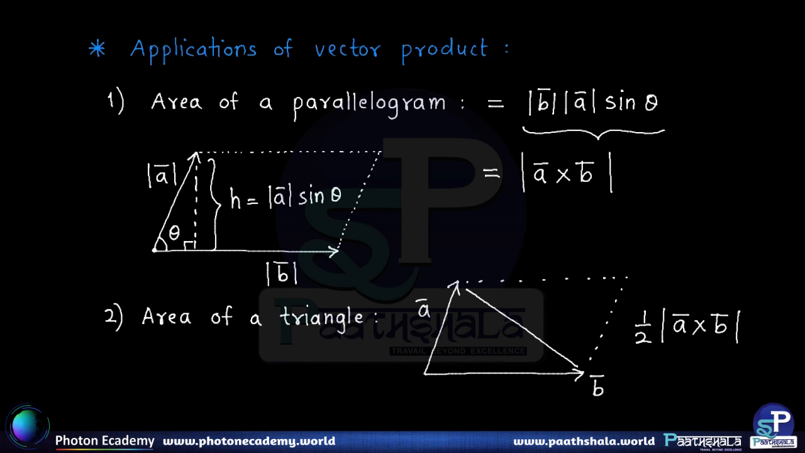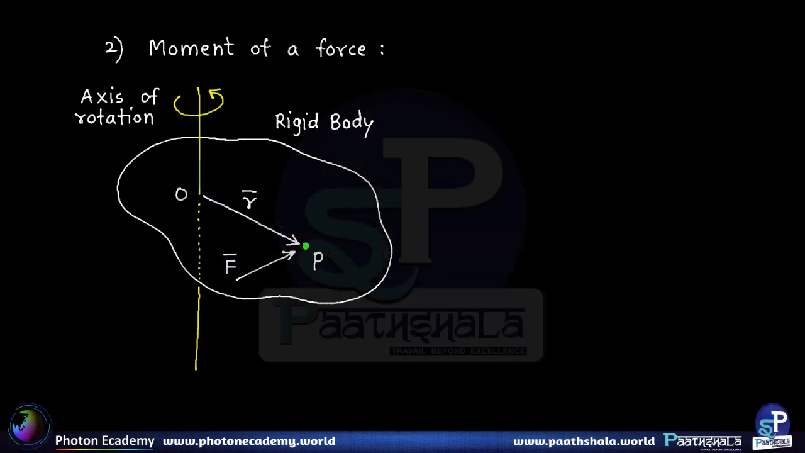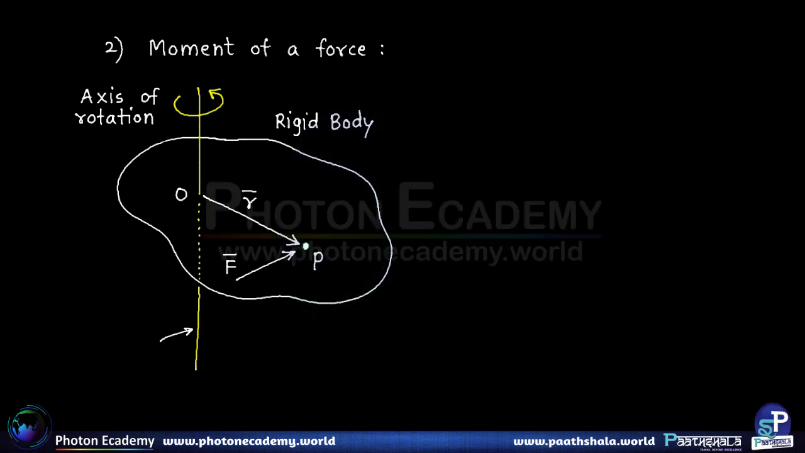Now moving on, we have the next application of the cross product, that is in calculating the moment of a force. By moment of a force we mean it's the turning capability of a force. That is, if we consider a rigid body as shown here and it has some axis of rotation shown in yellow colored line, so that the body can rotate around that particular axis. Now let us consider that there is some point P on that body, and at that point P we are applying a force F bar, right, which is a vector quantity.